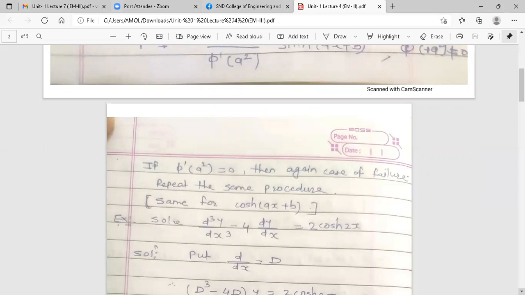And the same formula is there to find the PI when there is a hyperbolic cosine function cosh(ax+b). Same formula is there, meaning you replace D square by a square.